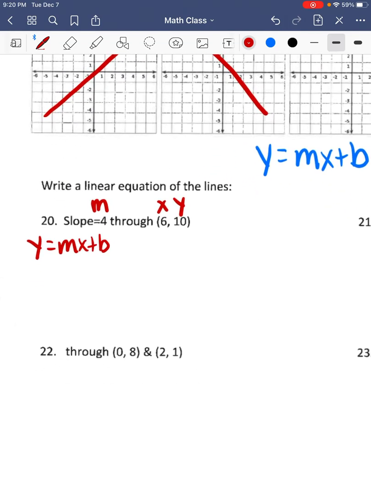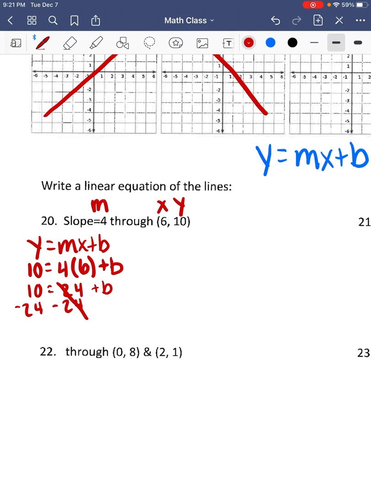So I'm going to zoom in here. So y is 10, m is 4, x is 6, b is a mystery. Then you're going to multiply 4 times 6. So 10 equals 4 times 6, which is 24 plus b. Every time you're going to add or subtract the number away from b. 10 minus 24 is negative 14 equals b. Your final equation needs to include slope and your b. So your final equation is y equals 4x minus 14.